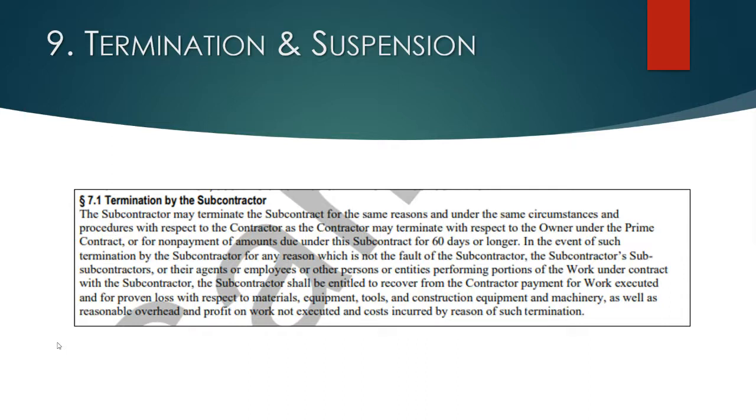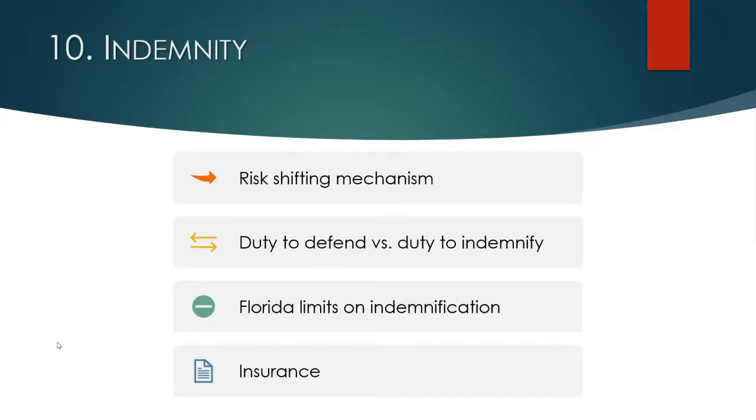And in the event of termination, what can you recover? Of course, payment for work executed, so they can't withhold payment, and reasonable overhead and profit on work not executed. So if you're terminating for cause and it's not your fault, you're entitled to reasonable overhead and profit on work not executed. So that's where you want to be. And I will now turn it over to Ryan Maloney.